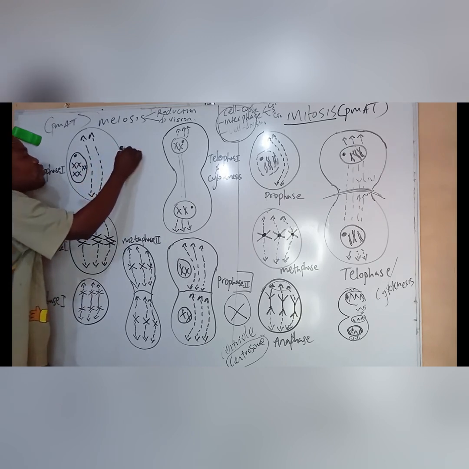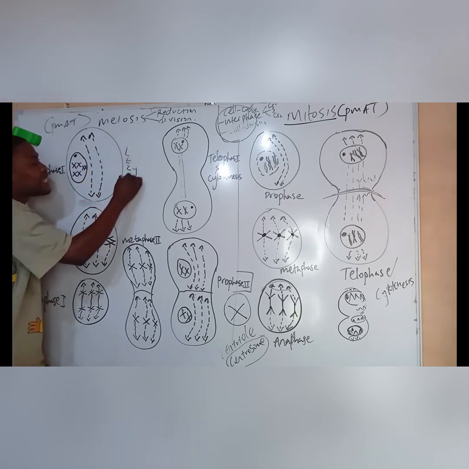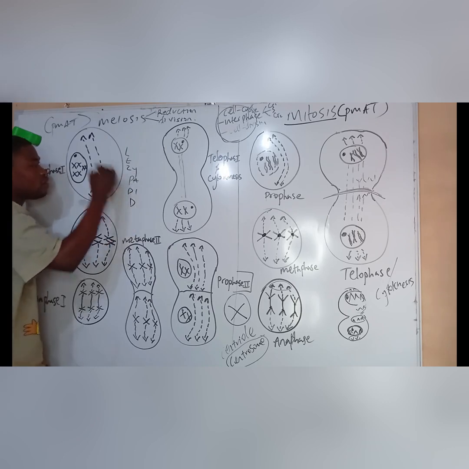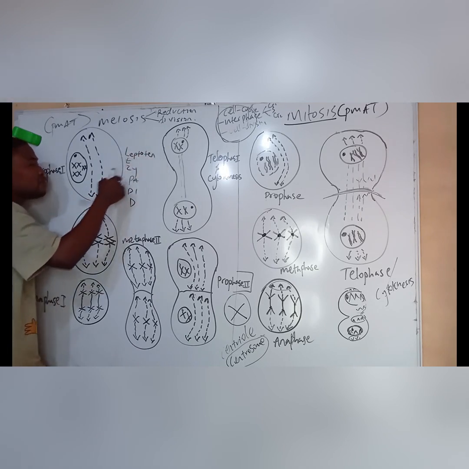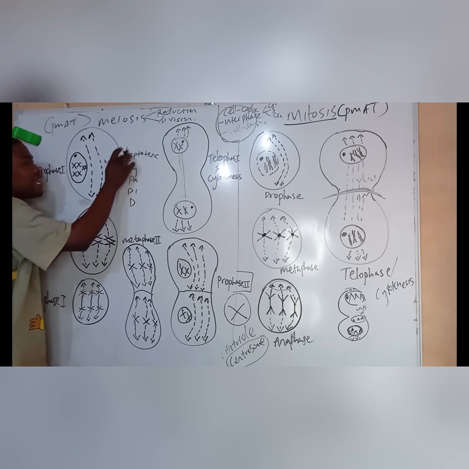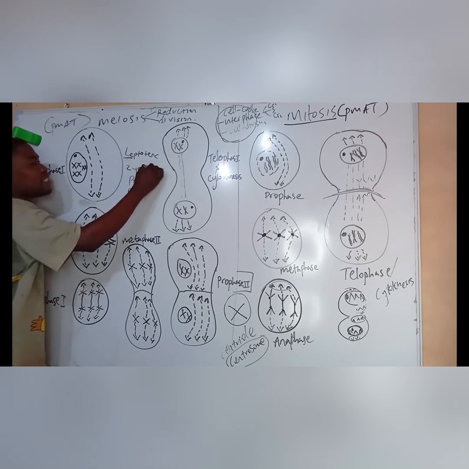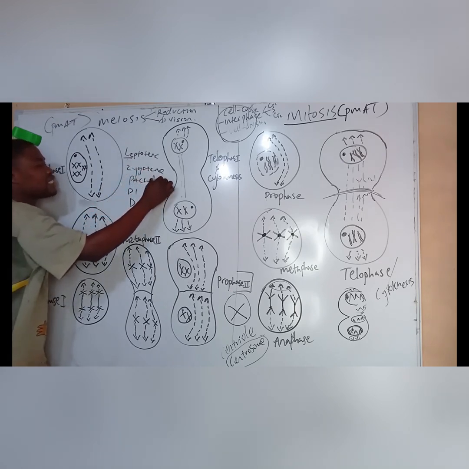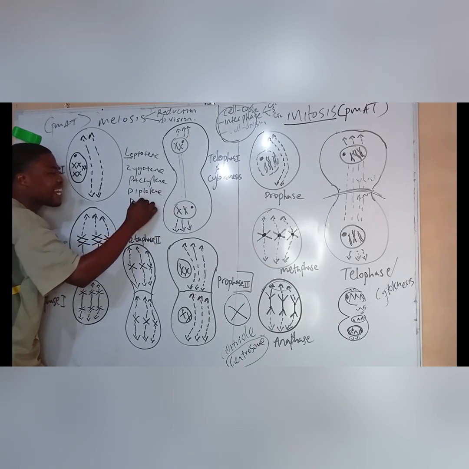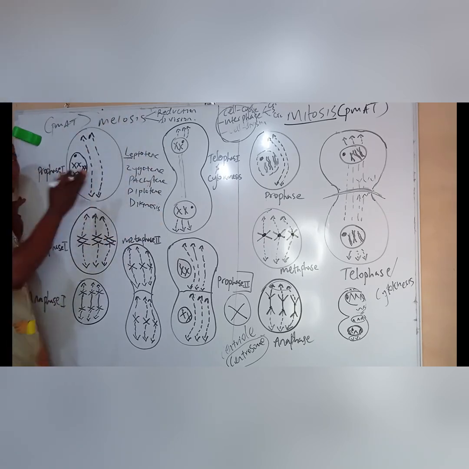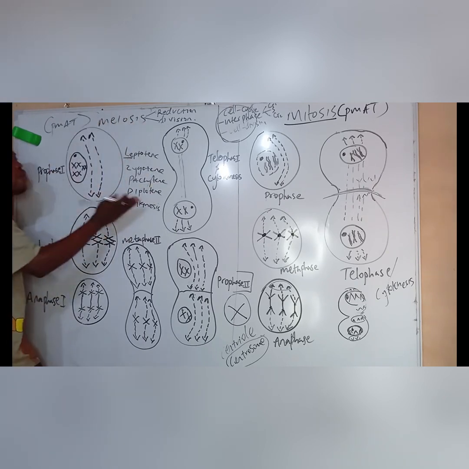Now, prophase 1 is divided into other stages: leptotene, zygotene, pachytene, diplotene, and diakinesis. Remember, I said I'll do a video on just meiosis. Then I will explain these things. These are the five steps in prophase 1, and I will explain them then.